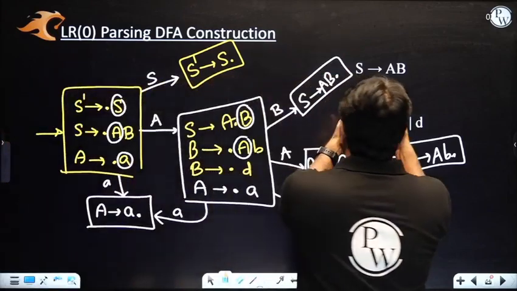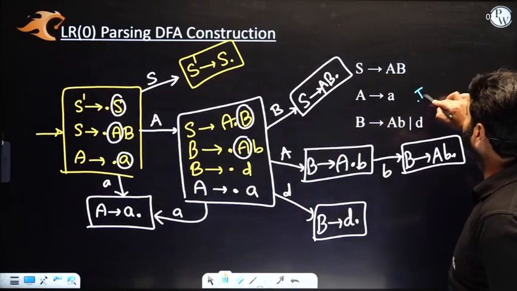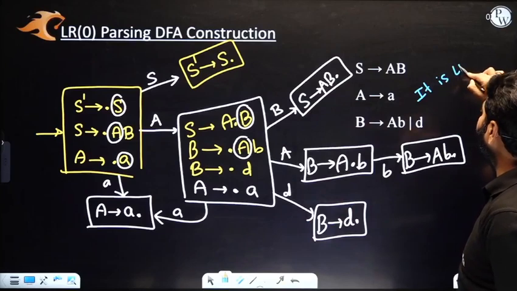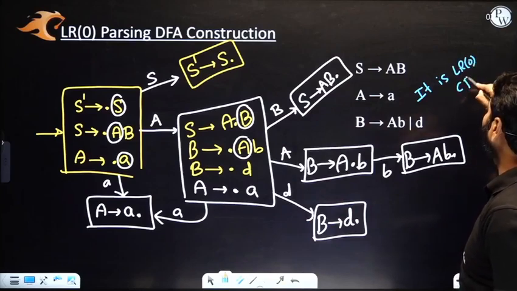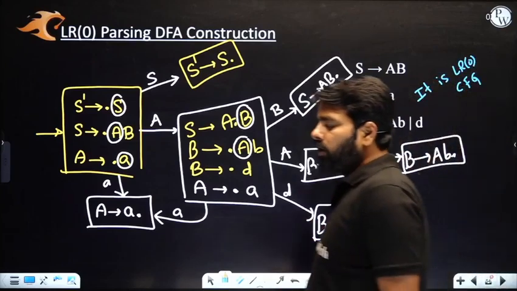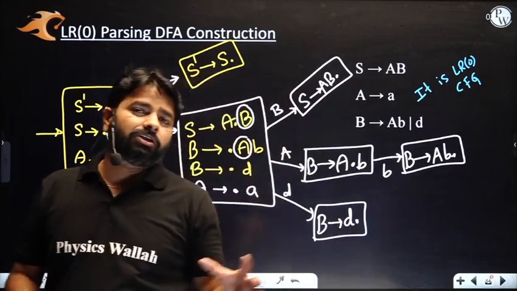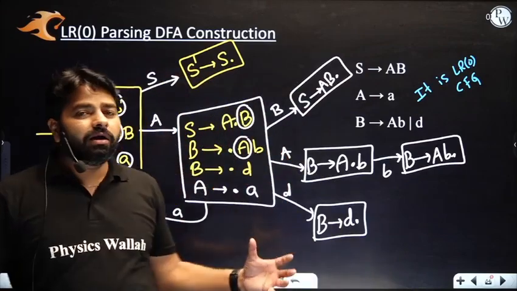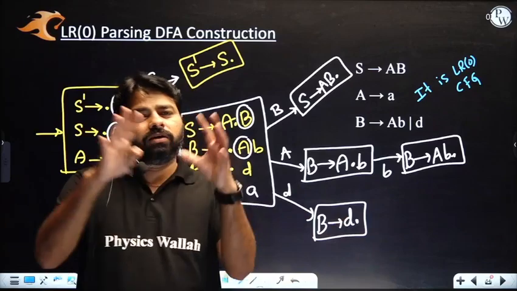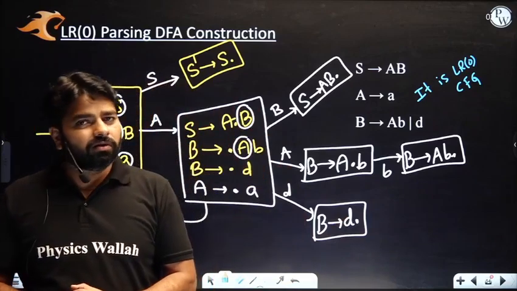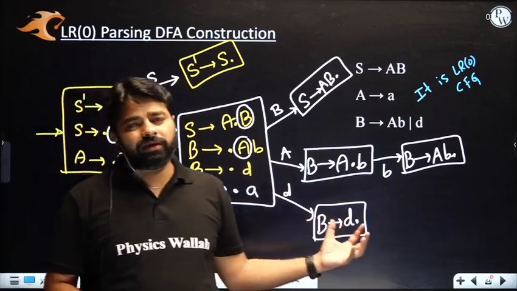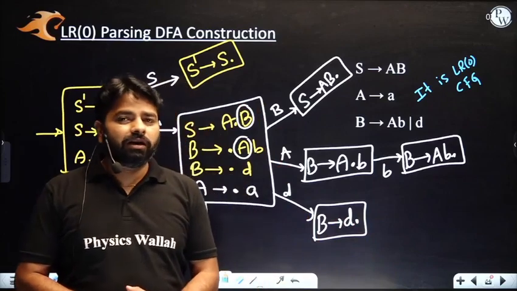So I can say this grammar is an LR0 context free grammar. This is how you answer whether the given grammar is LR0 or not. Construct the table, construct the diagram, look for the conflicts. If you find any conflict, then we say it is not LR0.